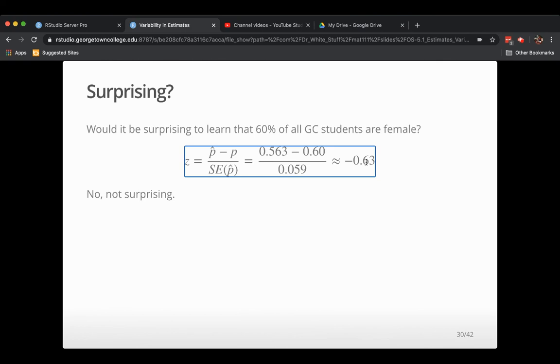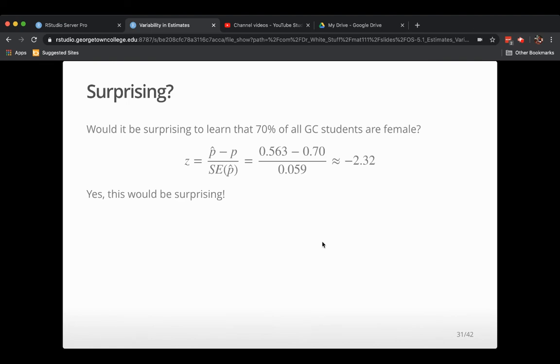And so your sample proportion was a little less than a standard error below the parameter that it was trying to estimate. Well, that's not too surprising. Things are typically within a standard error of what they're trying to estimate. Not surprising at all. That can happen easily by chance variation.